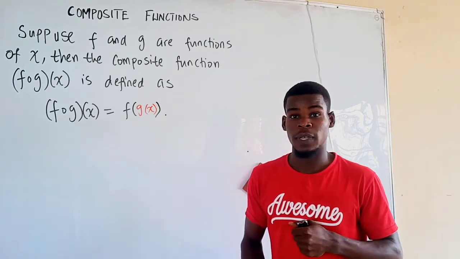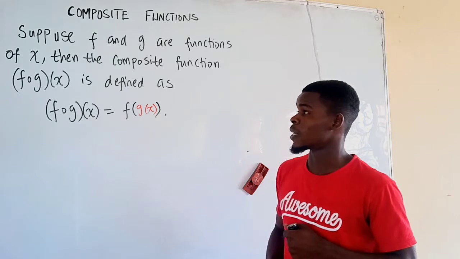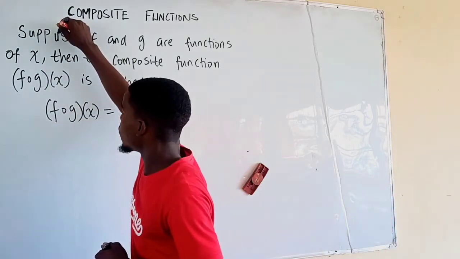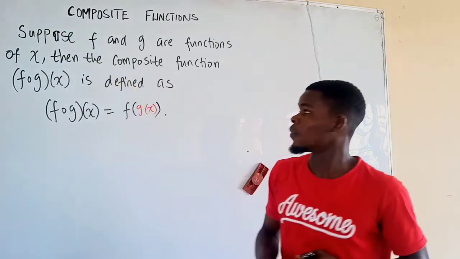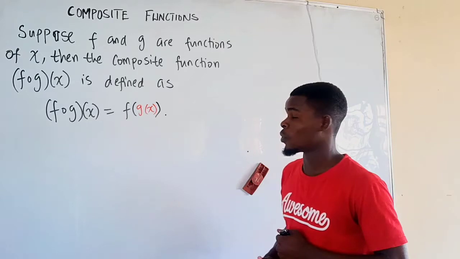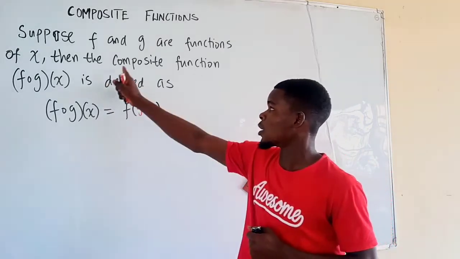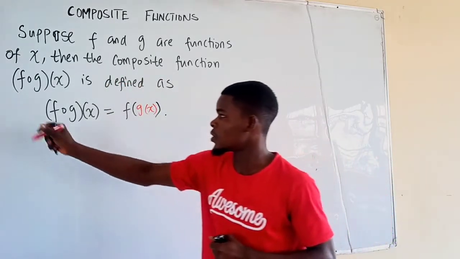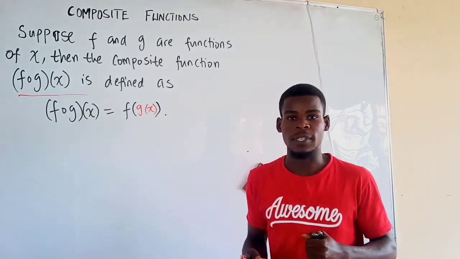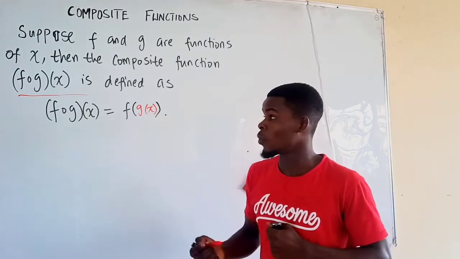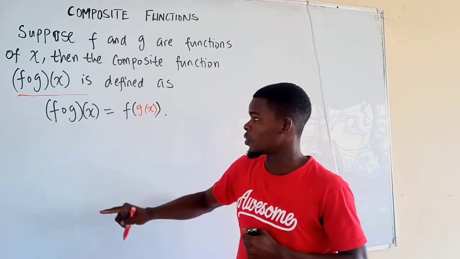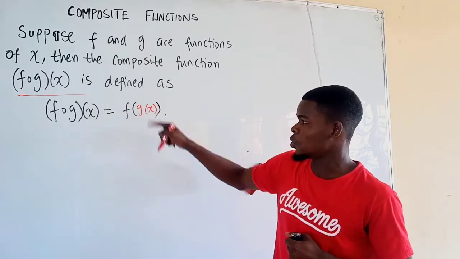Now in this video, we're going to look at composition of functions. So written down here, composite functions. Suppose f and g are functions of x. So we have two functions of x. The first one is called f, and then we call another one g. Then the composite function is written with this symbol, which shows the composition of two functions. We'll see what it means real quick. It's defined to be f of g of x.